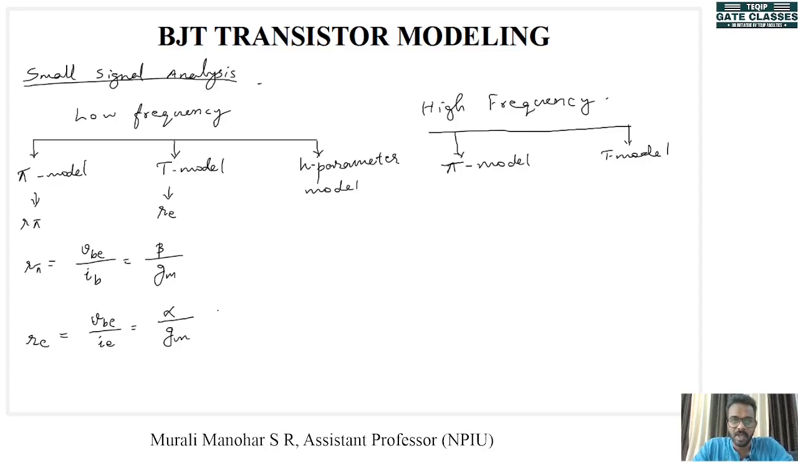Okay. So let's do the modeling part. We'll start with pi model, then we'll go for T model. In this lecture, we are only considering that much, and in the upcoming lectures, we will see H parameter models and some problems. And after that, we will analyze different configurations of BJT amplifiers using these parameter models.